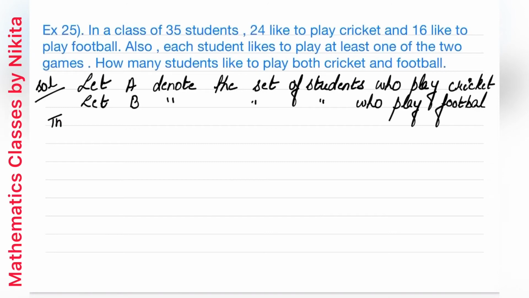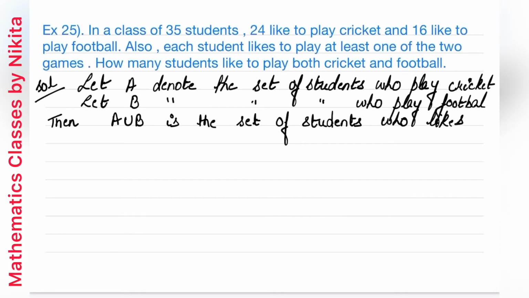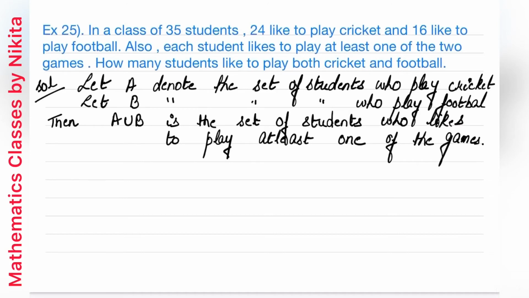Then A union B is the set of students who like to play at least one of the games. So this is the meaning of union. Union means at least, एक या एक से ज़्यादा.